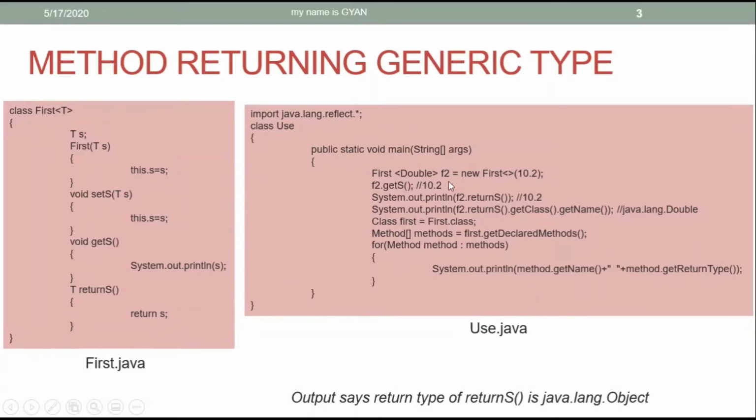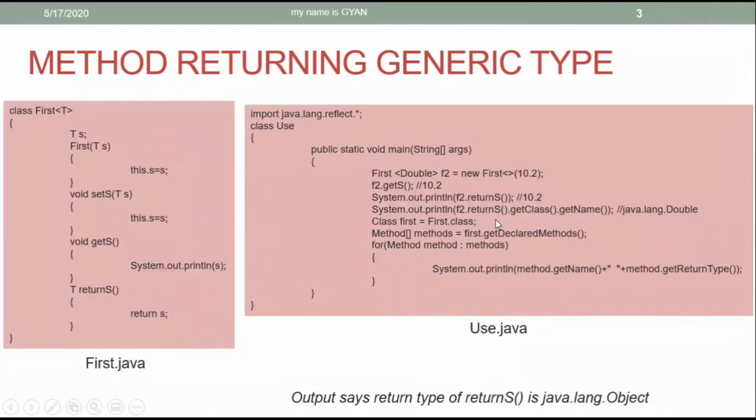Look here, in the method main of the class Use, we are creating a new object of generic class First with Double as its type argument. Then we are calling f2.returnS. That will return the current value of the variable s, and it prints 10.2, because the reference stored by the reference variable s is the reference of an object of type Double whose value is 10.2. Therefore, calling f2.returnS prints 10.2.